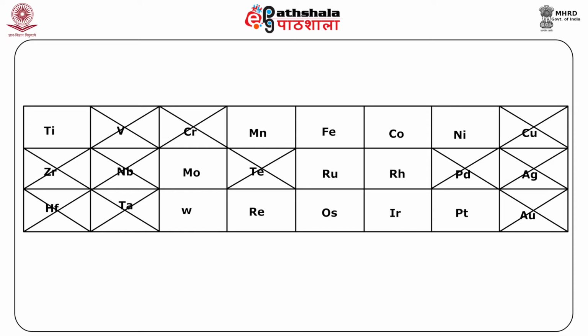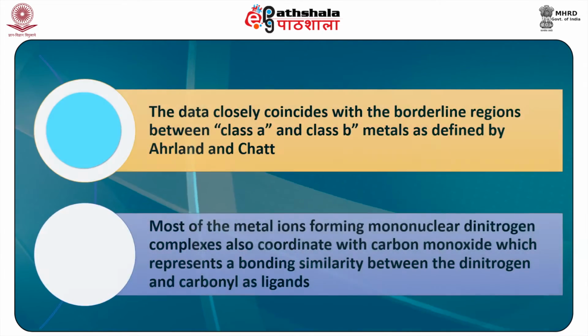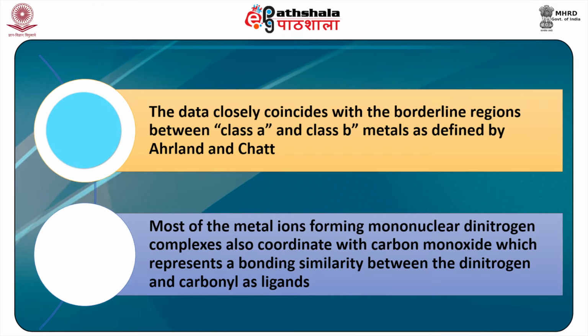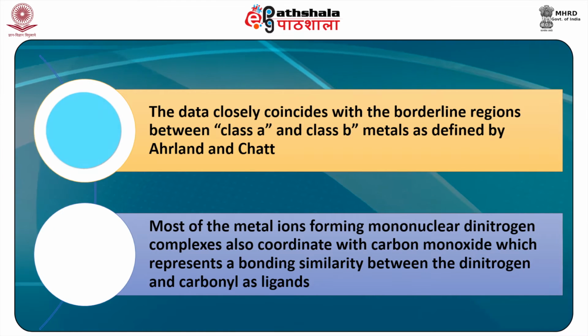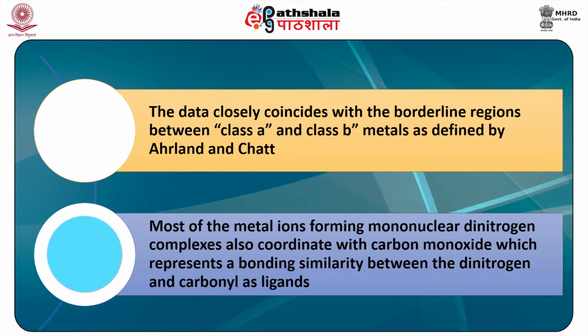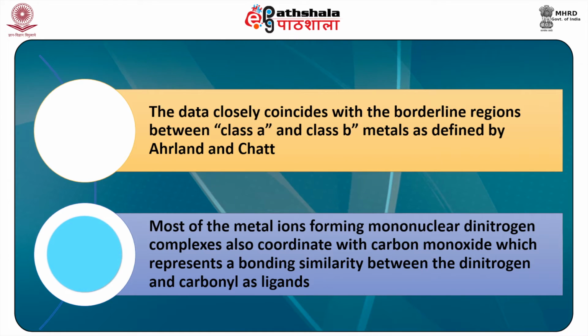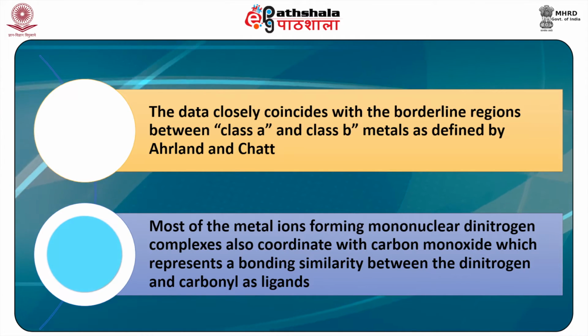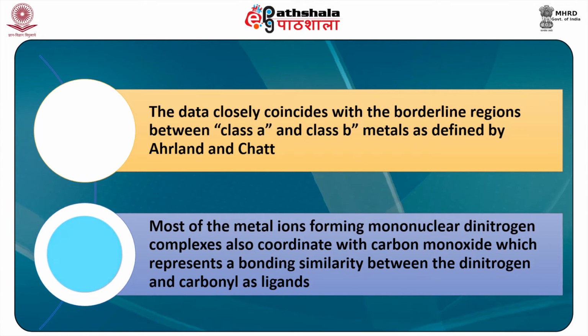The position of the metal ions in this table is significant in a number of ways, and a number of inferences can be made. For example, this data closely coincides with the borderline regions between class A and class B metals, which were defined by Ahrland and Chatt. Most of the metal ions forming mononuclear dinitrogen complexes also coordinate with carbon monoxide, which represents a bonding similarity between dinitrogen and carbonyl as ligands.